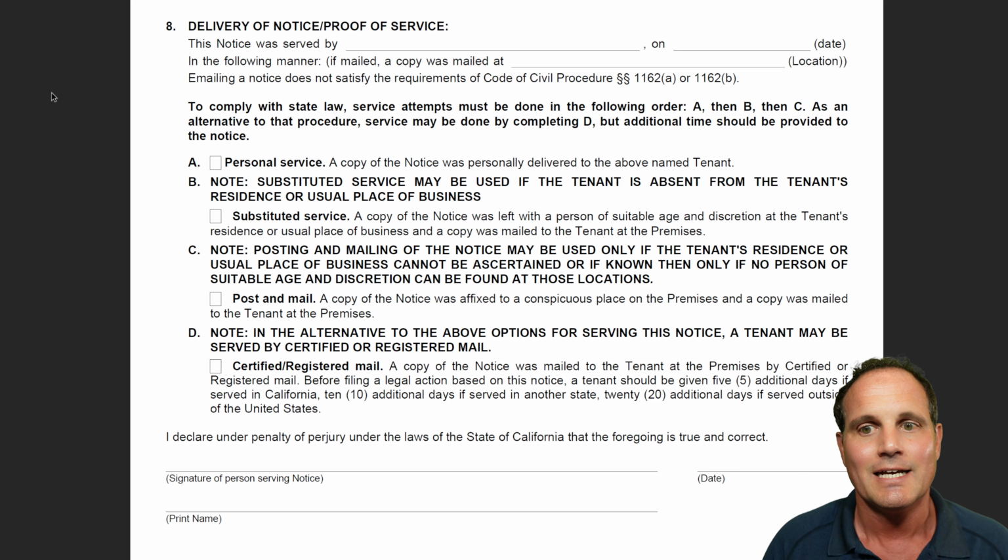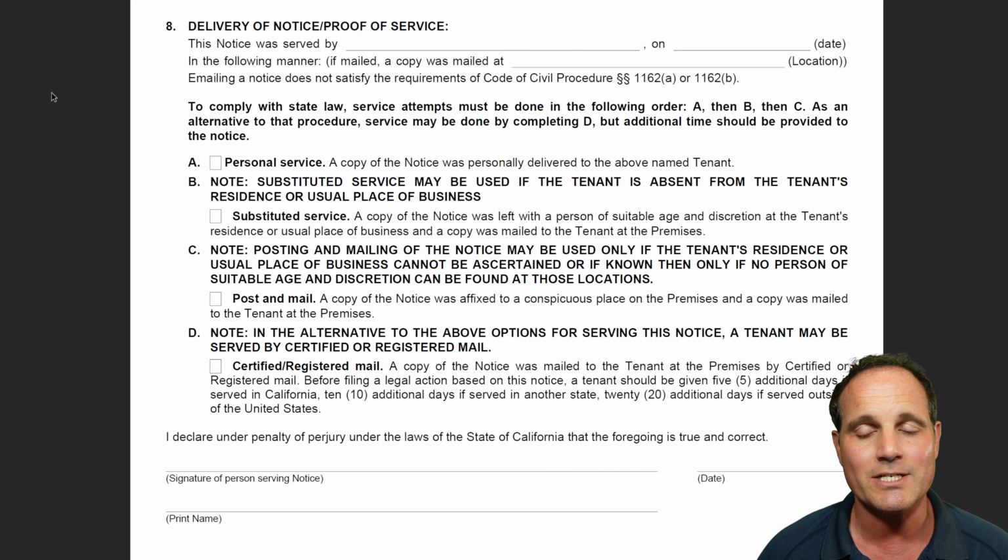D would be the other track, the alternative. And that would be that you just send it via certified or registered mail. What's the difference between those two? Certified mail, the tenant is going to have to sign for it. Registered mail, the tenant doesn't have to sign for it. In both cases, you get a tracking number. The problem with certified mail is, if the tenant won't sign for it, then it isn't effectively delivered. That's why I prefer registered mail, because I get that tracking number and I know it's been delivered.